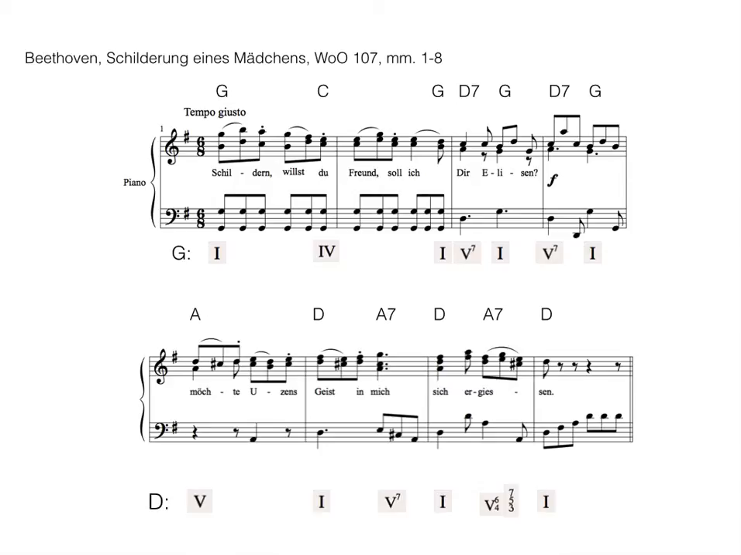We know that the example begins in G major, but then from measure 5 until the end, we find the accidental C sharp, the leading tone of D major. But where is the pivot chord from G major to D major?